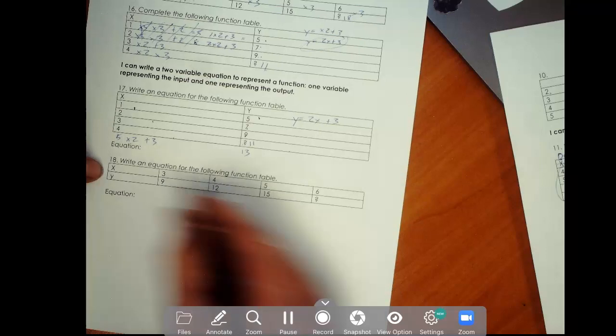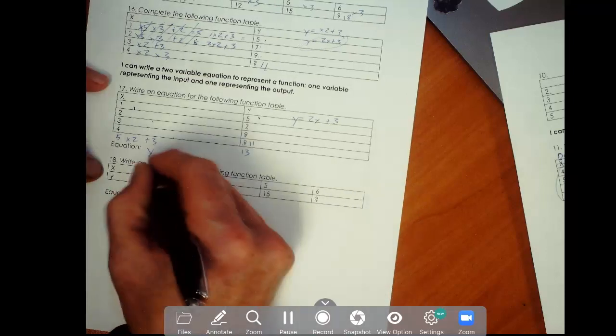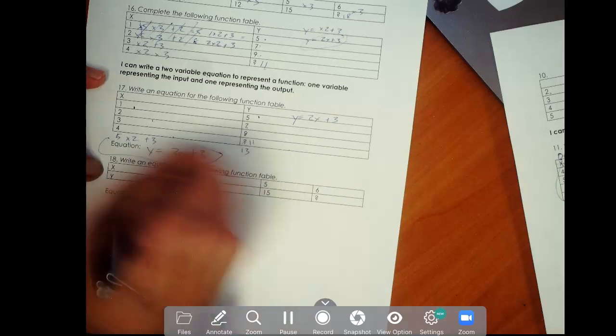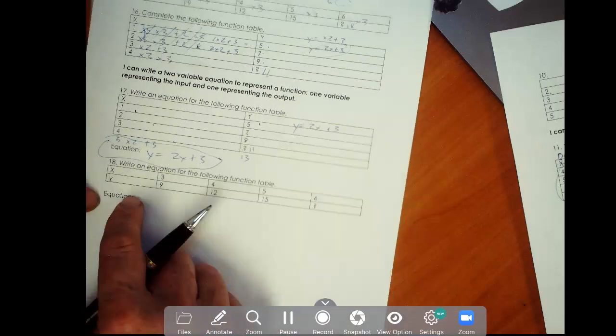All right, we're going to write an equation for the following. So I'll write this down here. Y is equal to 2x plus 3. Here's my equation.